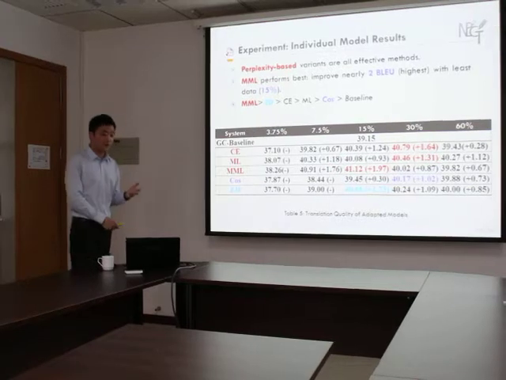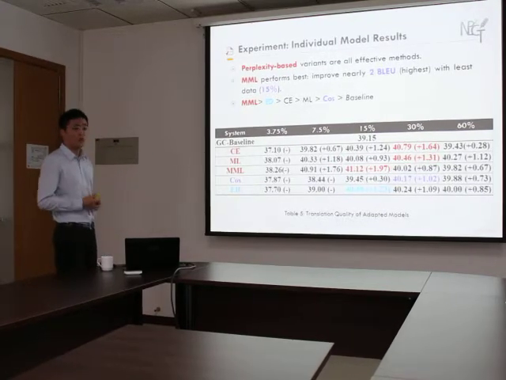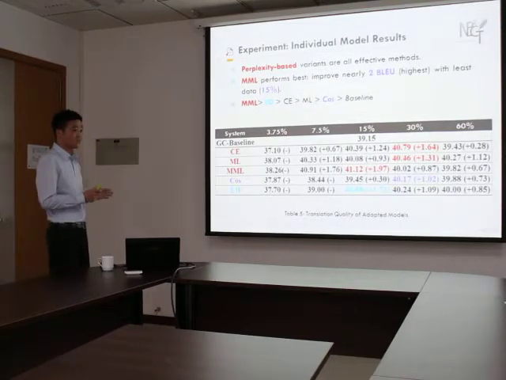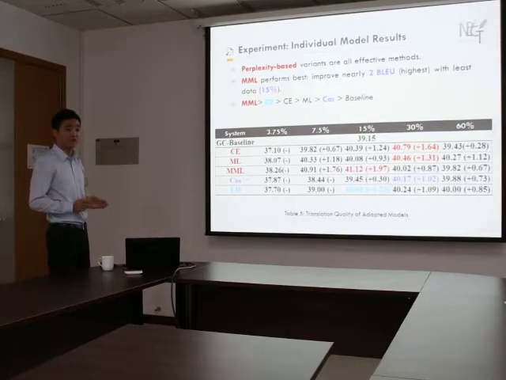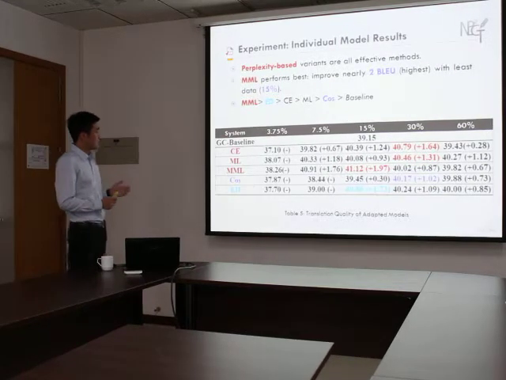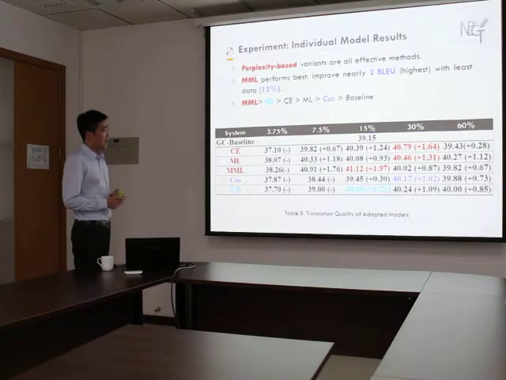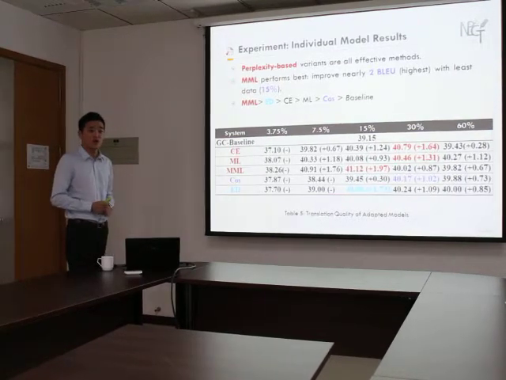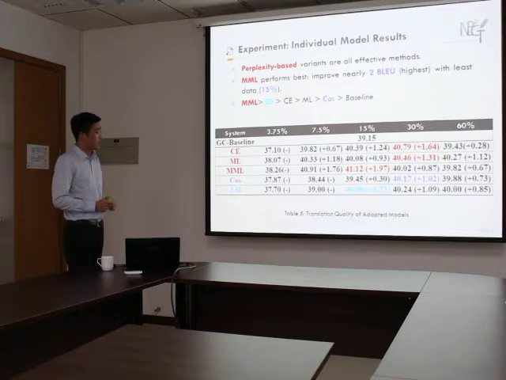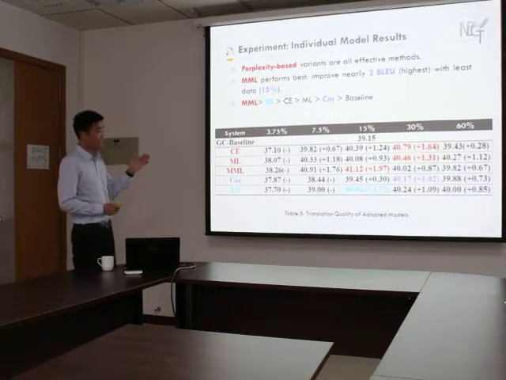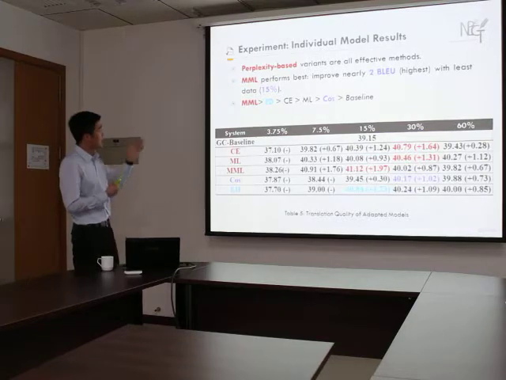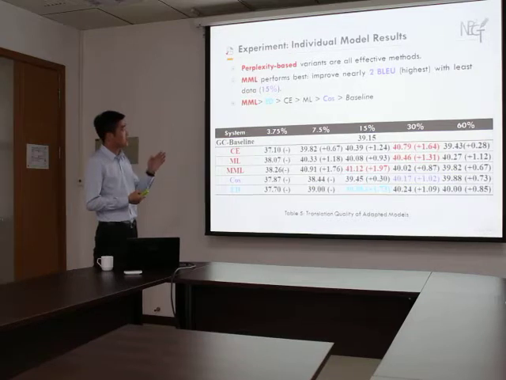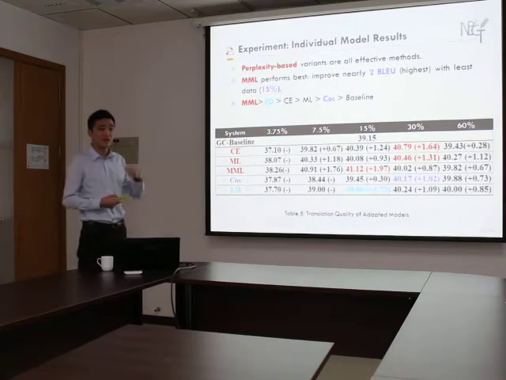And let's firstly have a look at the individual model results. The results show that the perplexity-based variants are all effective, and the modified Moore-based performs best. It can improve nearly 2 BLEU score with only 15% of the entire data. Now we can see the modified Moore-based is better than our proposed one, and better than the cross-entropy, and then the Moore-based, and then the cosine TF-IDF, and better than the baseline system.